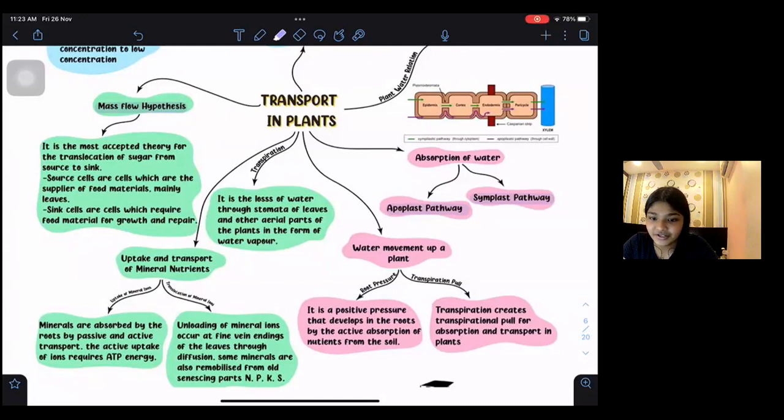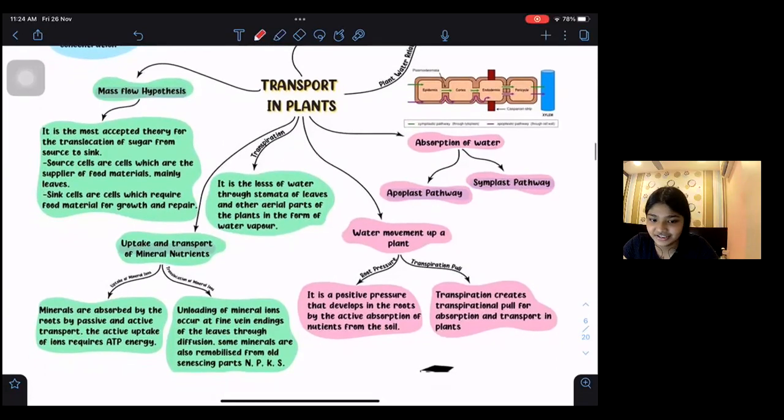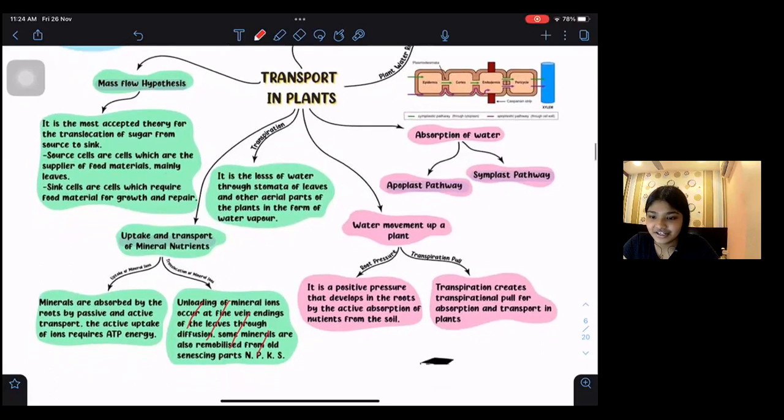And also for the uptake of mineral ions, please ignore the second box, which is the NPKS, because that's not in the syllabus. So yeah. The next question.